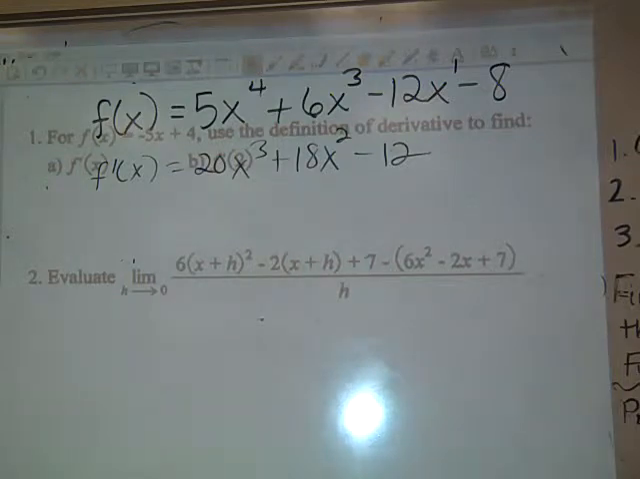What about the negative? What about the negative? It's constant. The constant should always go away.